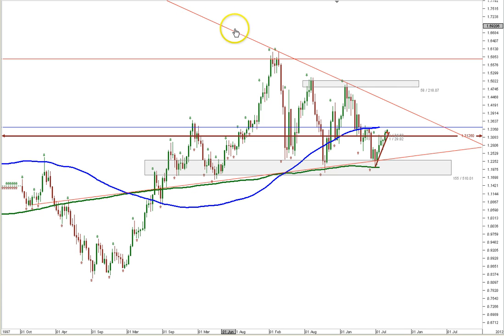This is going to be right here, this red line coming down, this descending resistance. So when the market gets up to that level, we would say that that could be a resistance level for the market. And then you see this ascending support. So when the market gets down to that level, we'll say that this could be a level of support where the market may bounce and go back up.